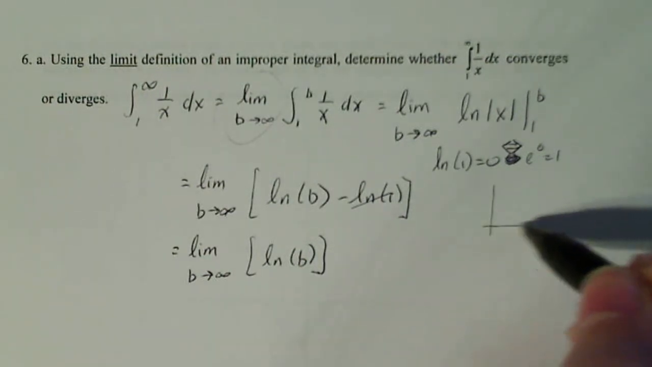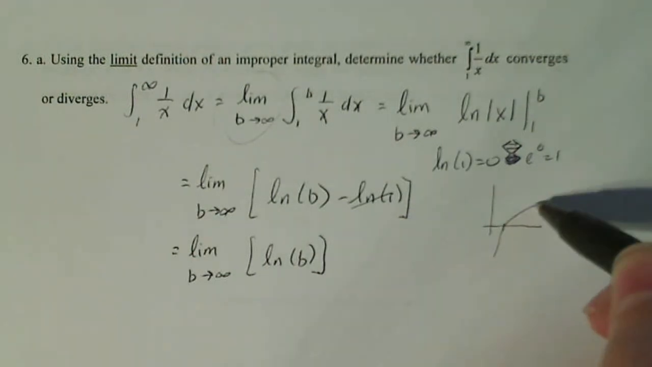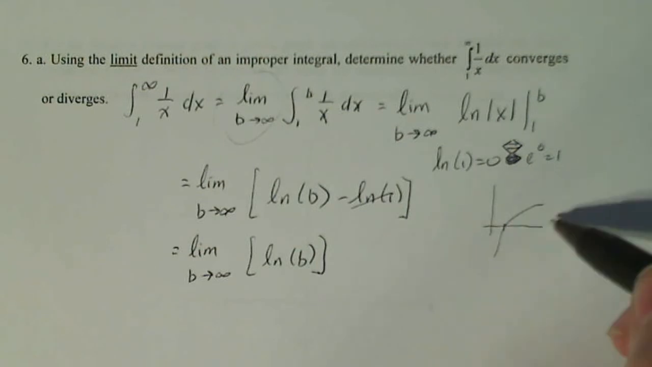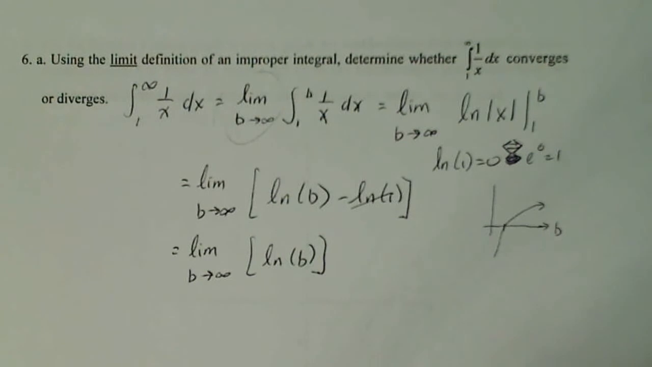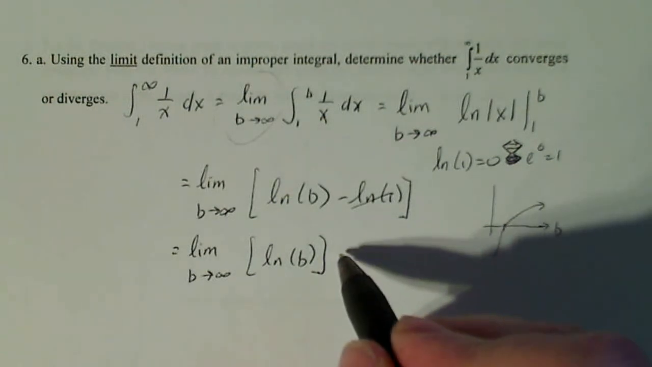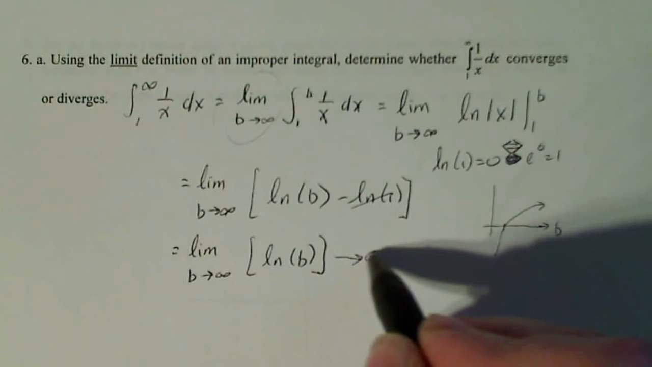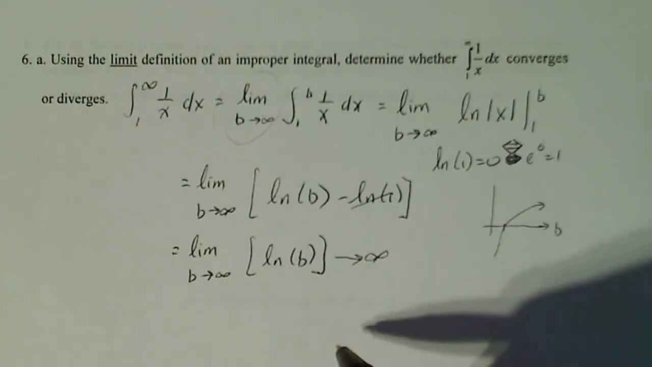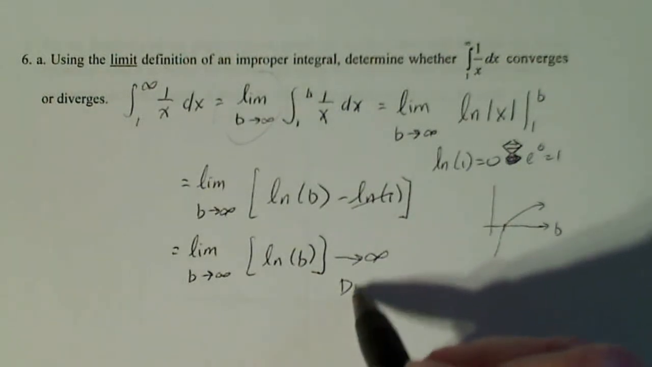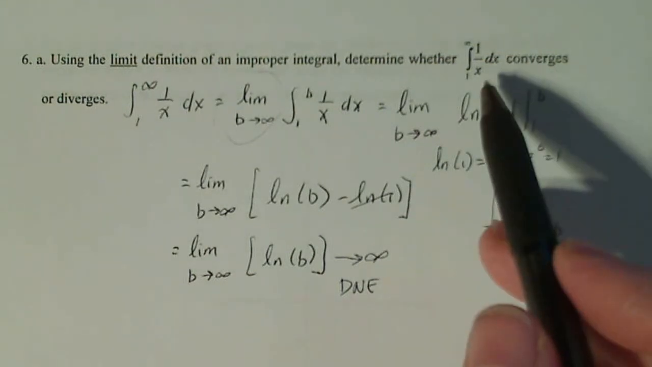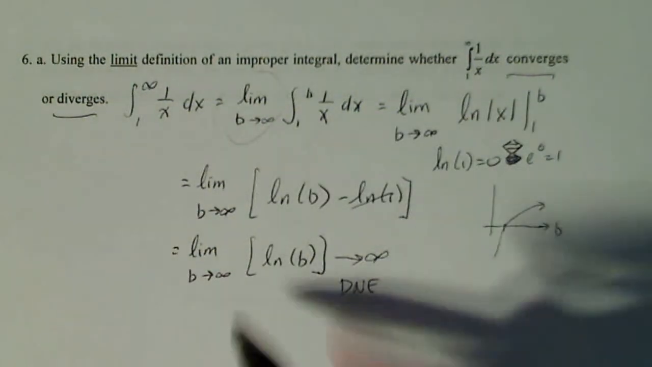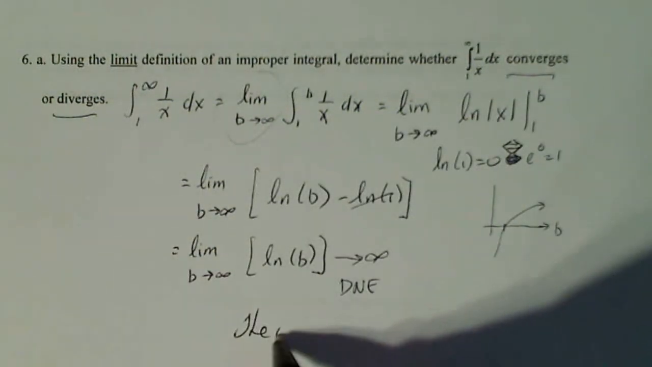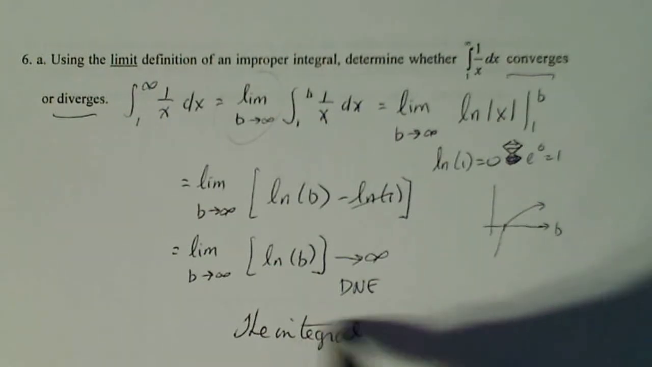Just think about the graph for a second. Natural log of b goes through here, moves up, and it doesn't have a horizontal asymptote up here at all. It just keeps increasing, increasing, increasing as b gets larger. So that means that this limit goes to infinity. Don't say it equals infinity, because infinity is not a number. You can also say it does not exist. But what does the improper integral then do? Does it converge or diverge? Well, because the limit doesn't exist, we say the integral diverges.